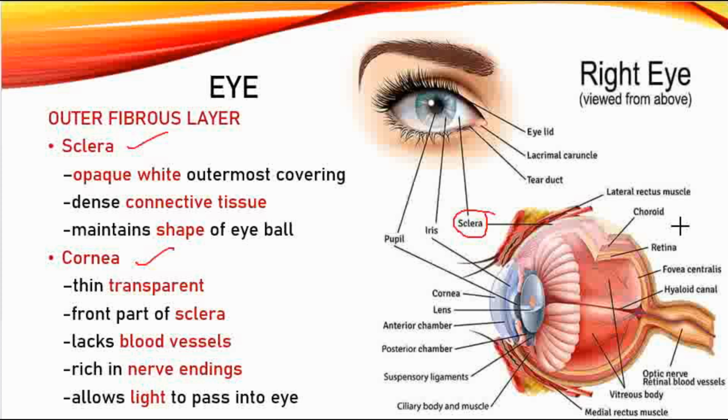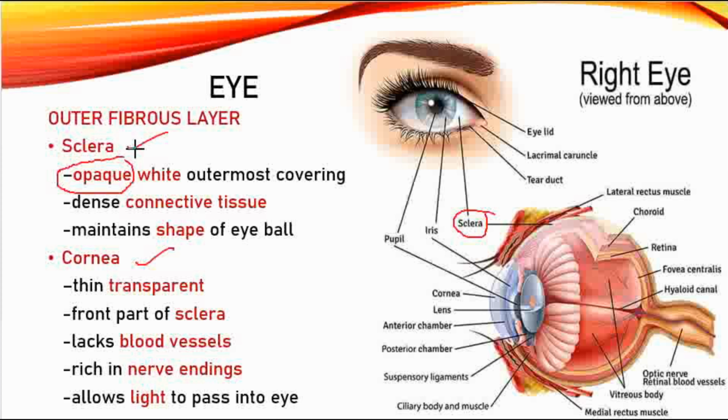So what is the meaning of opaque அப்படின்னா it does not allow light to pass through it. So in this layer light pass ஆகாது. It is the opaque white outermost covering in the scleral part. It is made of dense connective tissue. So dense connective tissue இதில் இருக்கும், and it maintains the shape of the eyeball. So whole eyeball பார்த்தீங்கன்னா அந்த ஷேப்பை வந்து இந்த sclera மெயின்டைன் பண்ணுது.